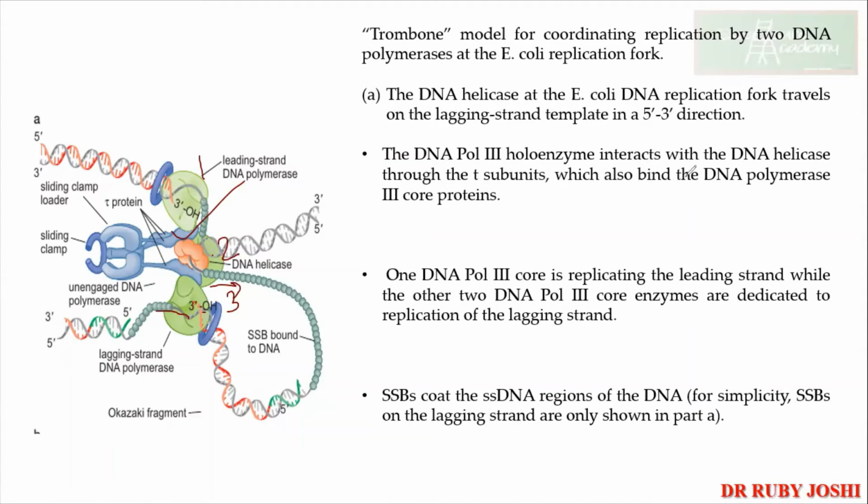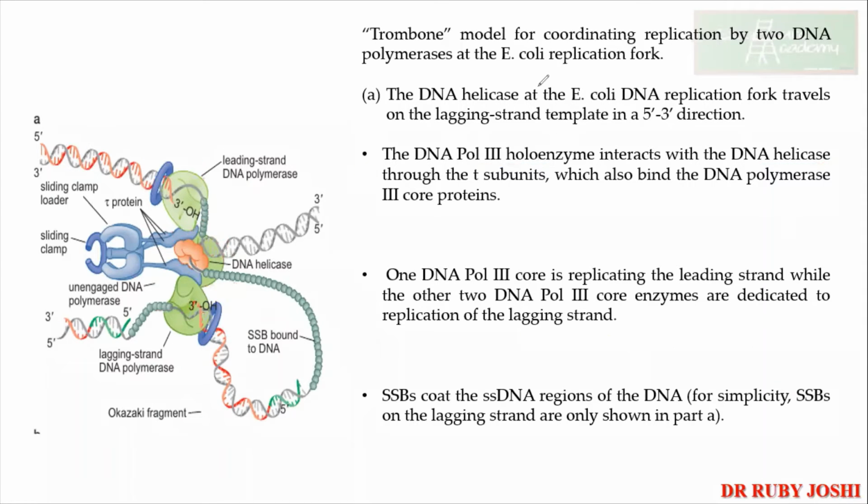So the DNA polymerase, DNA pol 3 holoenzyme, interacts with the DNA helicase through the tau subunits, which also bind to the DNA polymerase 3 core proteins. Now this is also important. The holoenzyme is interacting with the helicase. So as your helicase moves forward, at the same speed your holoenzyme is also moving. Okay. Now, one DNA pol 3 core is replicating the leading strand while the other two are dedicated for the lagging strand. Okay.